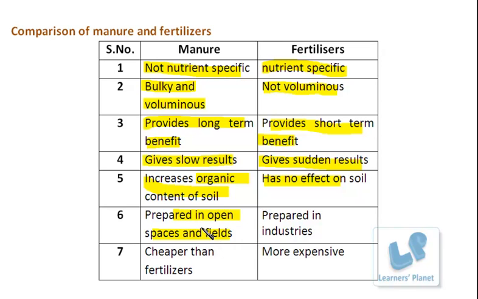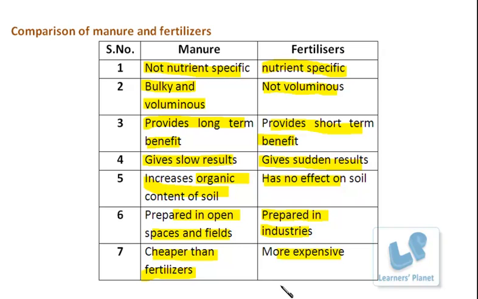And if the fertilizers are compared, then they are prepared in the industries. A proper setup is there in which they are chemically synthesized. Because of all such reasons, manure is always a cheap source, right? And fertilizers need more maintenance, so of course they are more expensive. So by this table, the drawbacks and the advantages both are in front of you.